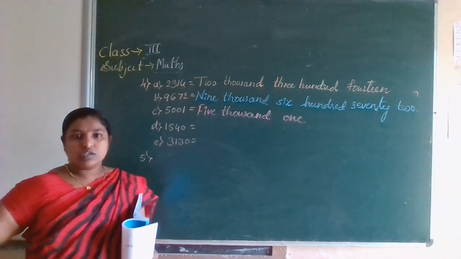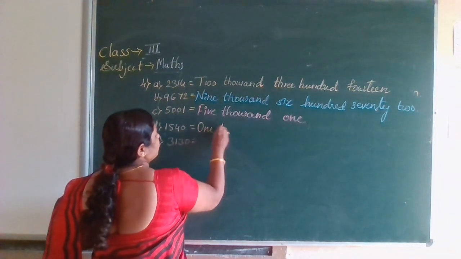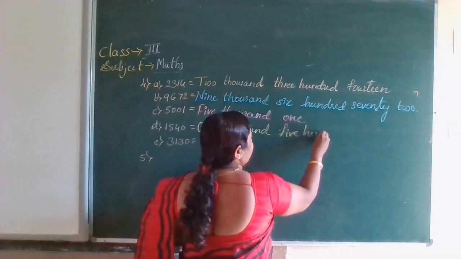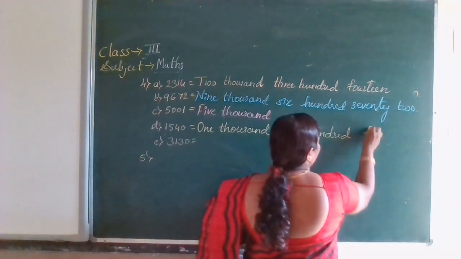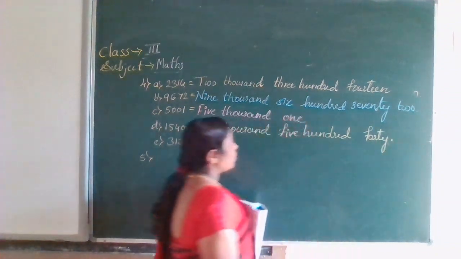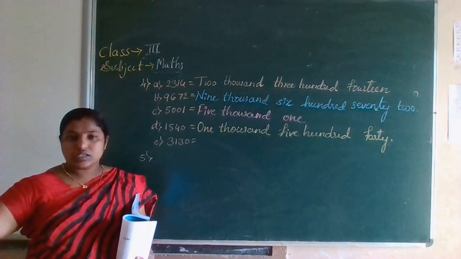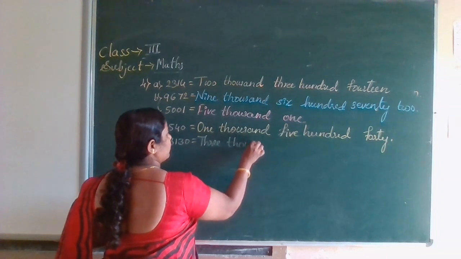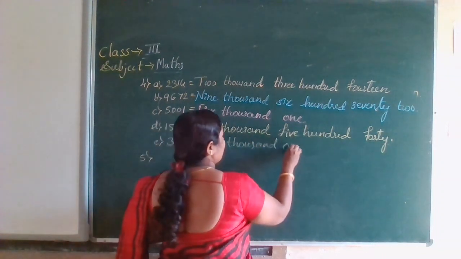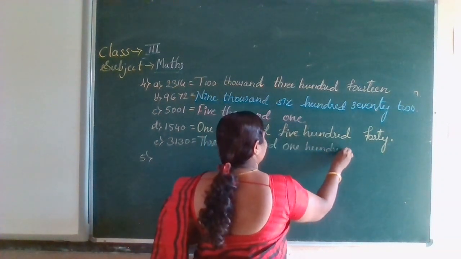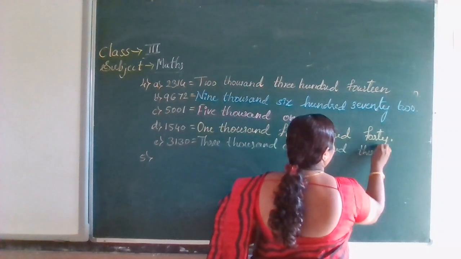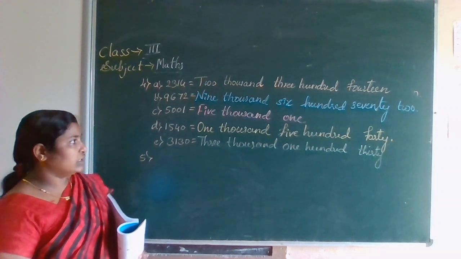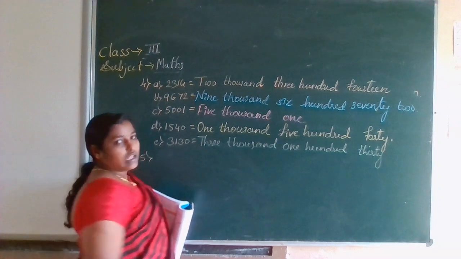1540. Next, 3000. 3,130. These are the numerals and these are the number names.